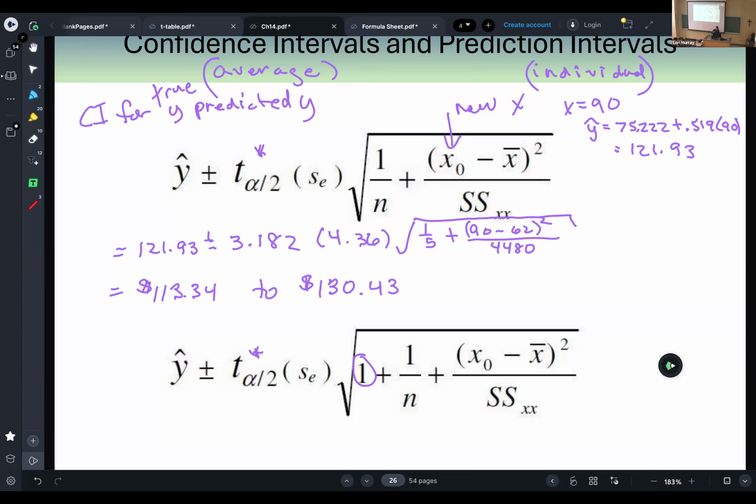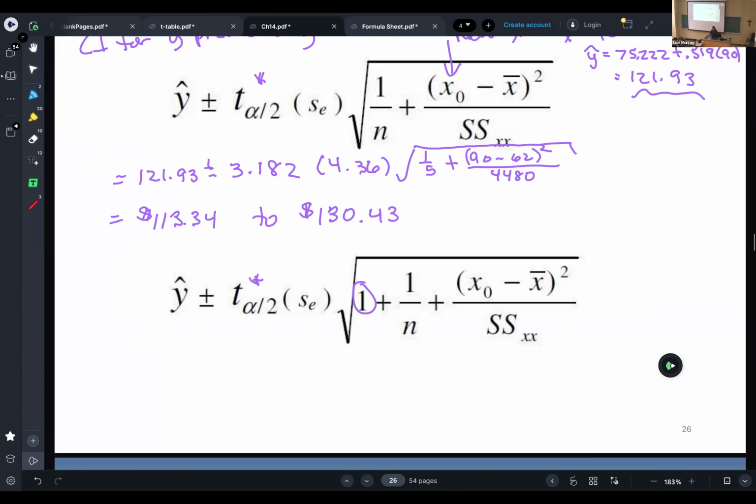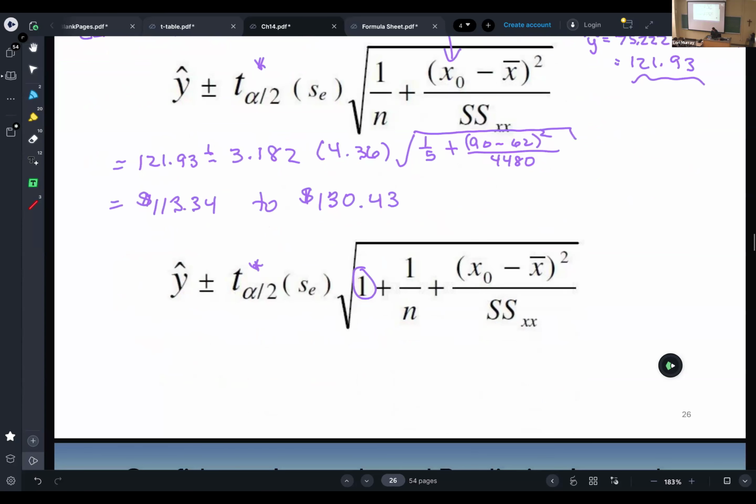Okay, so that's on average. For an individual specific customer, they come in, you would still get this value here. The only thing that changes is that one, because there's more uncertainty for an individual. This interval would be if you had a group of different customers, and on average, they're going to spend 113 to 130. That's based on groups of customers, but a specific customer would be a little bit more uncertain.